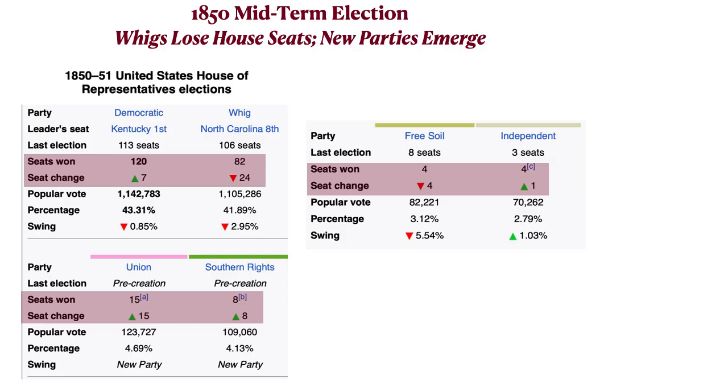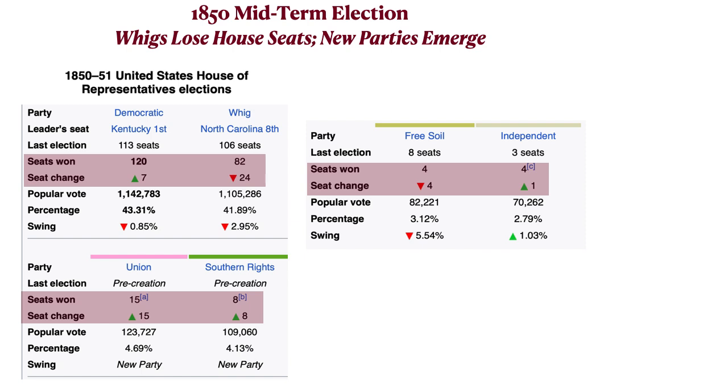In the 1850 midterm elections, the Whigs lose House seats, but more importantly, new parties are emerging. The Whigs are starting to begin this process of collapse. The divide between the Northern Whigs and the Southern Whigs is becoming too great as the Northern Whigs start turning more and more against the expansion of slavery and even slavery itself. And the Southern Whigs, who are dominated by the elite plantation-owning class, that's the last thing they want.